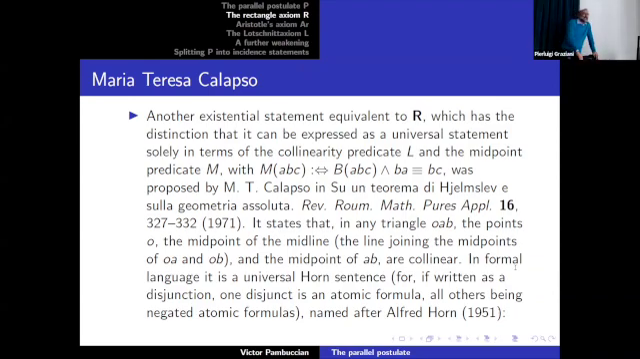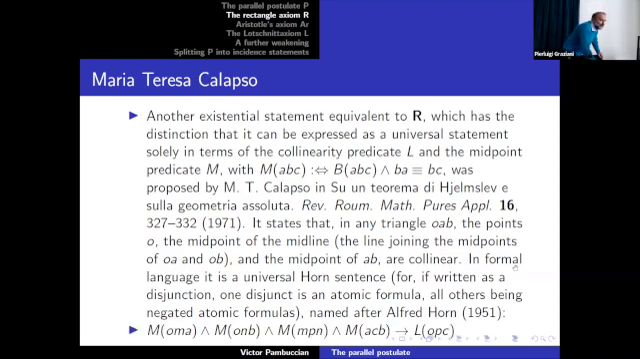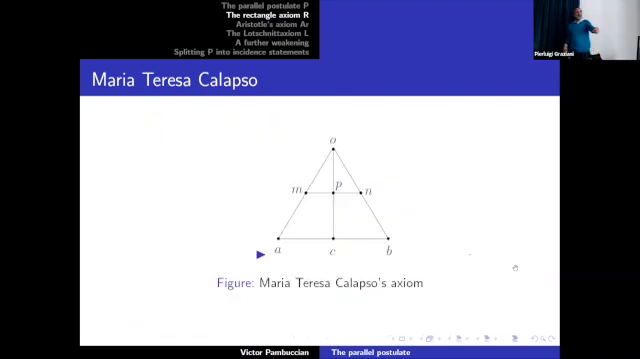And it states that in any triangle OAB, if M is the midpoint of OA, and N is the midpoint of OB, so we have 2 midpoints, and C is the midpoint of AB, and P is the midpoint of MN, then O, P, and C are collinear. In reality, they're more than collinear. P is the midpoint of OC, but she doesn't ask that.